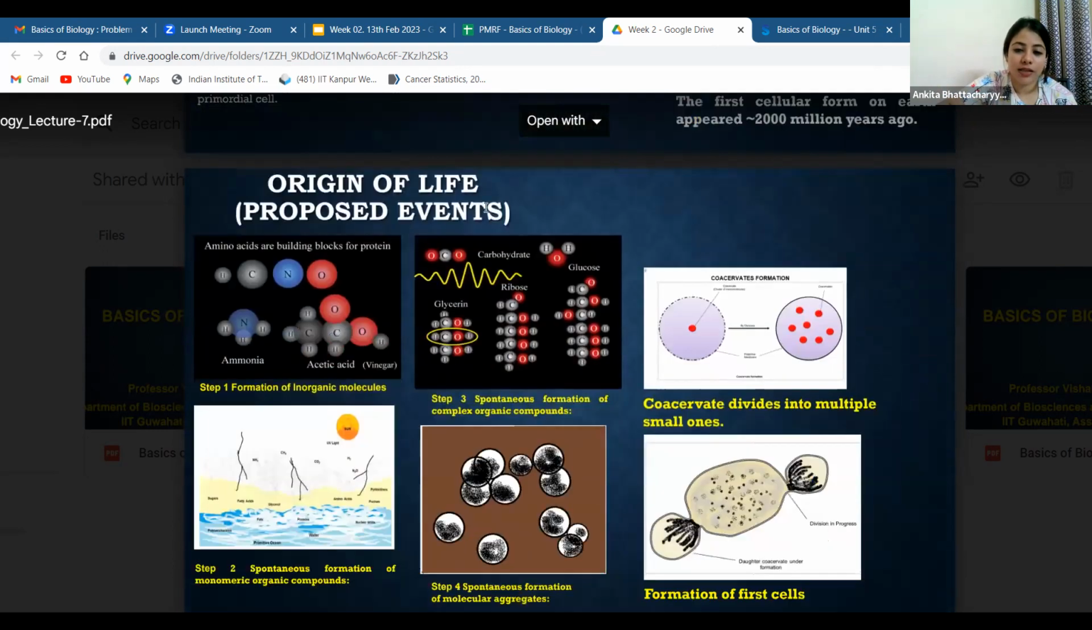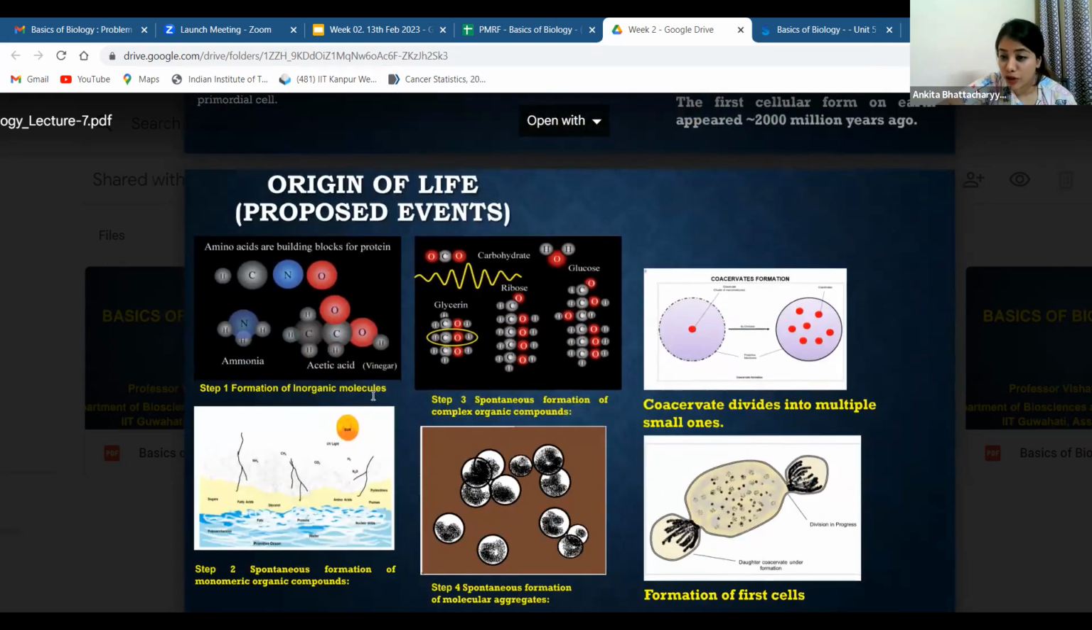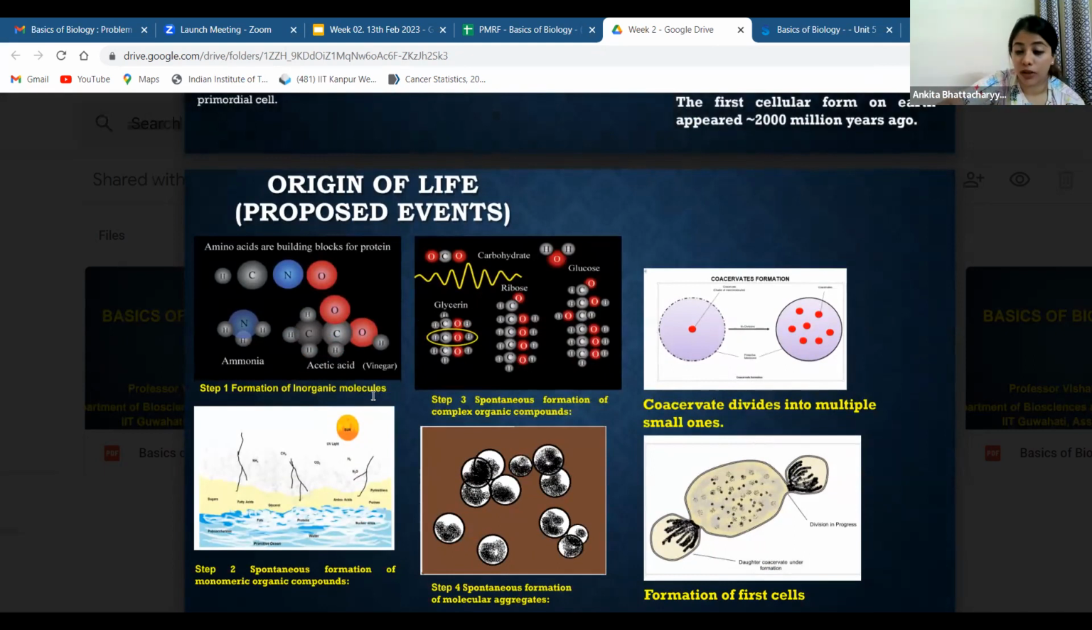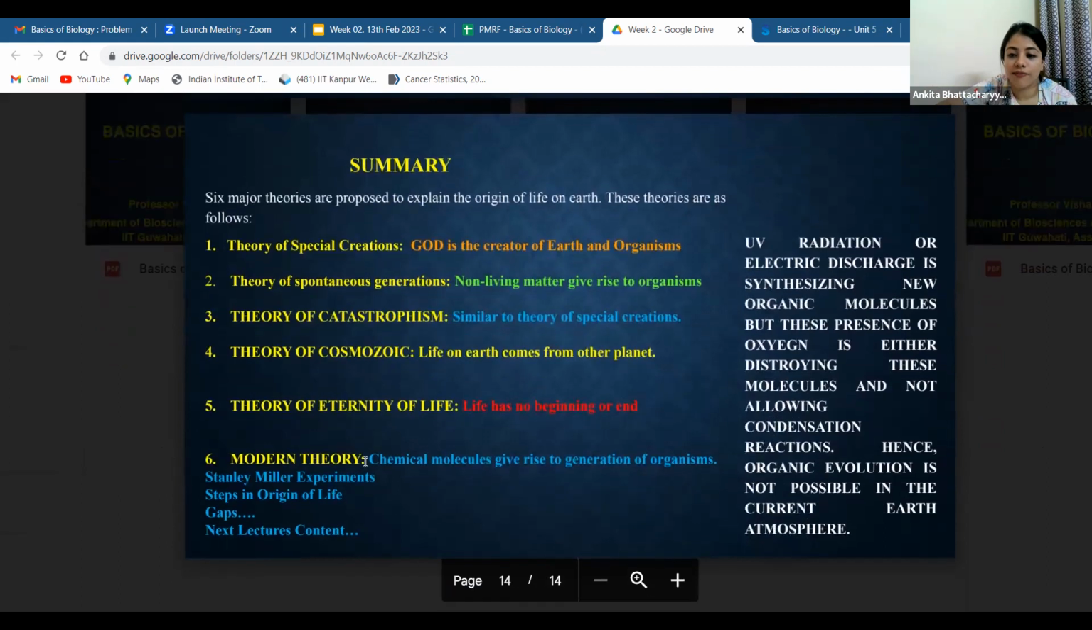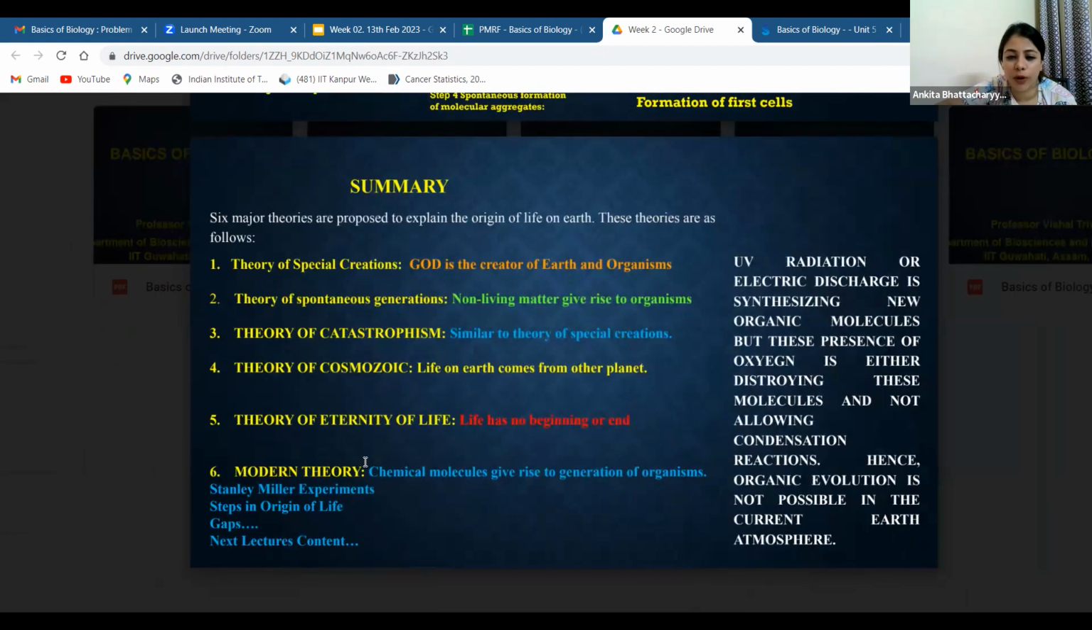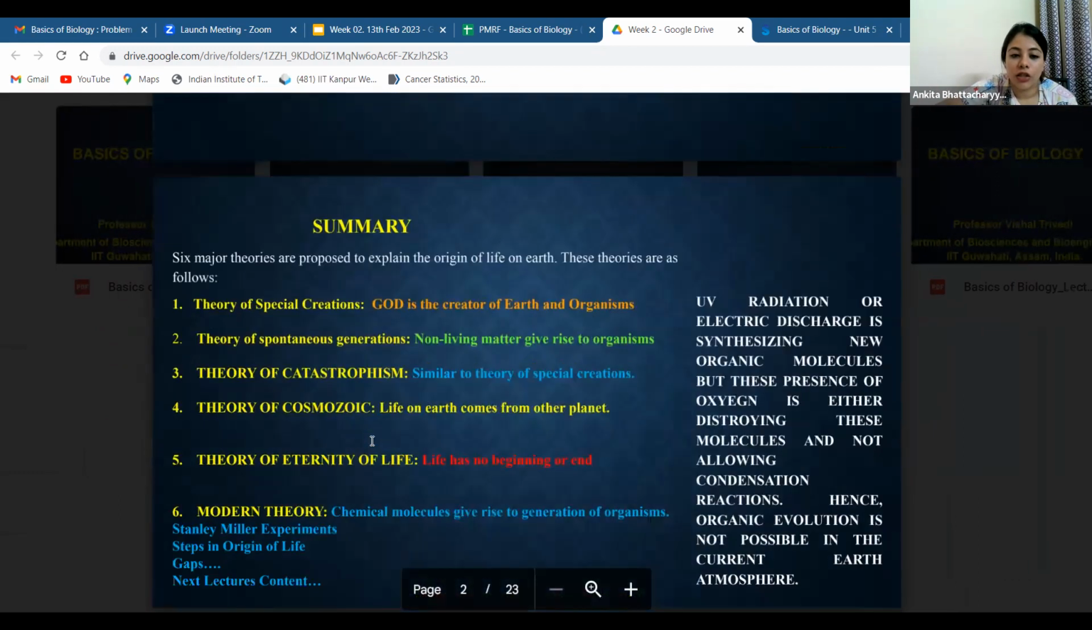But this actually summarizes the entire process and the proposed events that they hypothesized would have occurred to go from inorganic molecules and finally form the first cells, to support their concept of the chemical theory of generating organisms. So this actually summarizes what was pretty much done. Then we'll come to the next lecture.